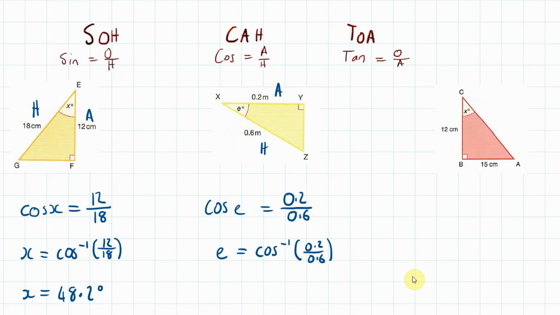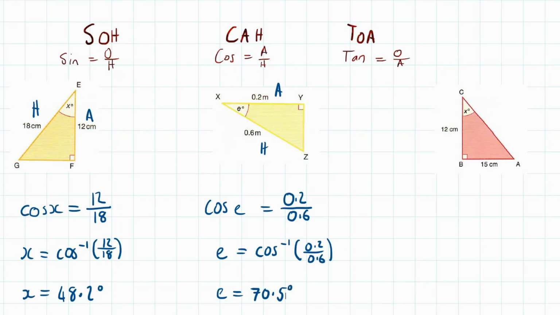Now in your calculator, you press shift cosine to get the inverse cosine, then pop that into your calculator, the 0.2 over 0.6, and then when you've got that in, you press equals, and you're going to get e is equal to 70.5 degrees.